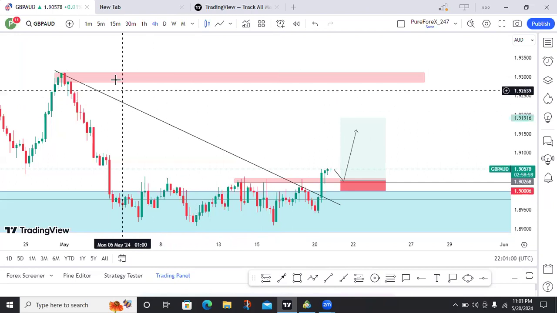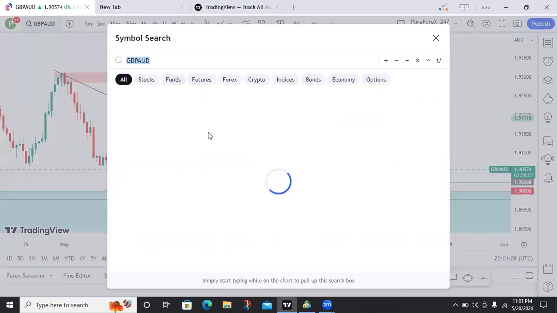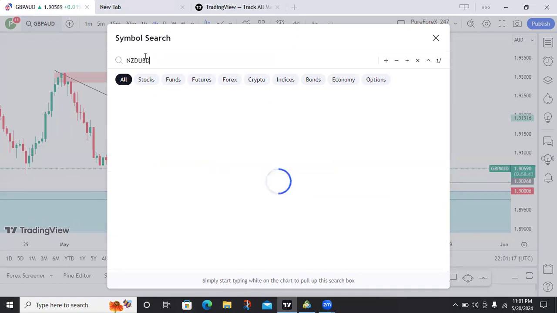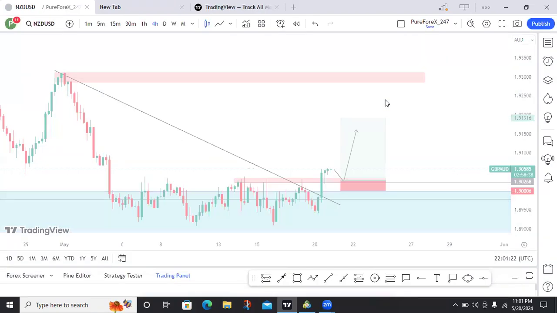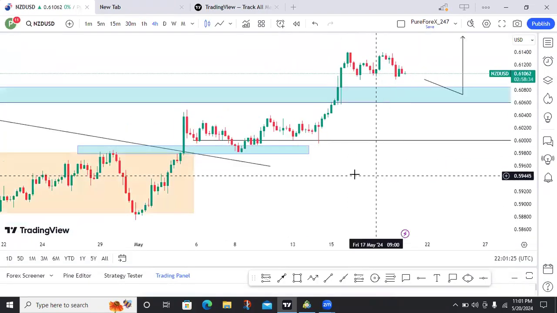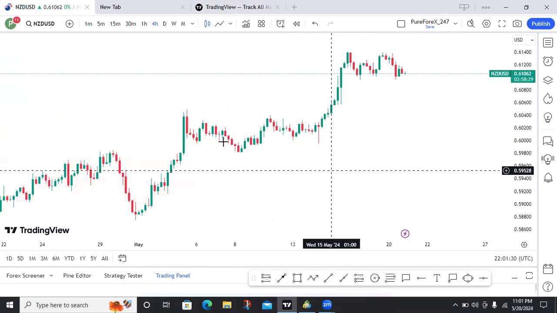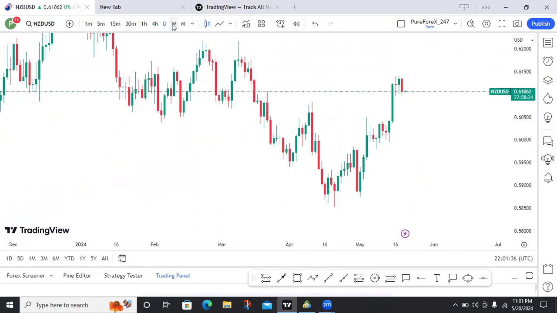So let's do one more pair before we end this video. Let's analyze NZD USD. I'm going to remove everything here. So let's quickly start analysis on NZD USD. We can start from the weekly time frame.